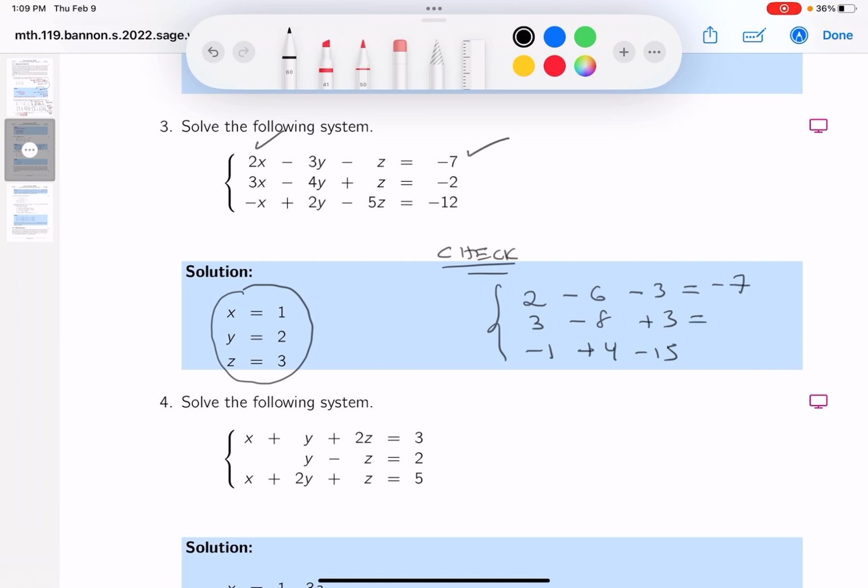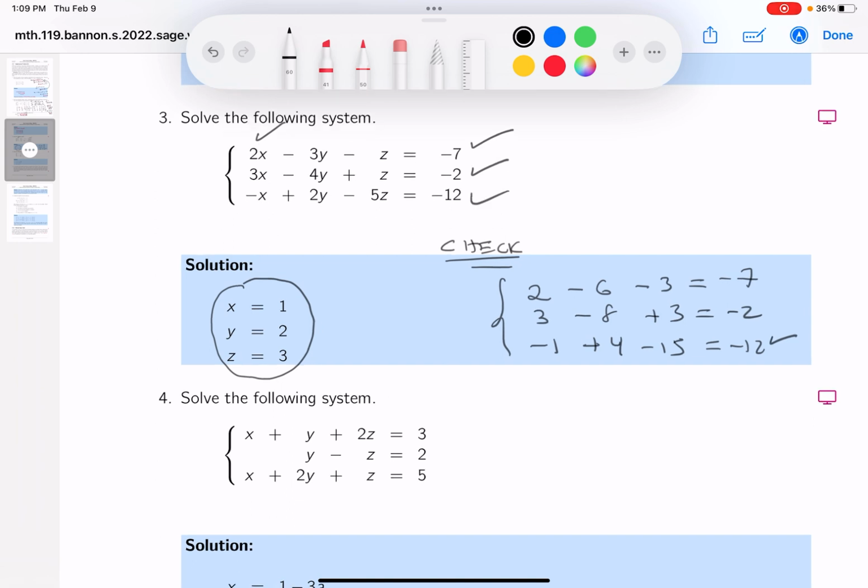Bingo, worked. Let's do the next one. Next one's 3 plus 3, which is 6, and 6 minus 8 is minus 2. Bingo, that worked. Let's try the last one. What do you get there? Let's see, minus 1 and 4 is 3, and 3 minus 15 is minus 12. It works. Everything works. Thank you.